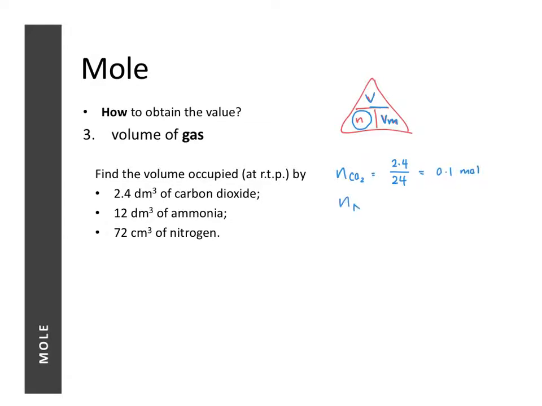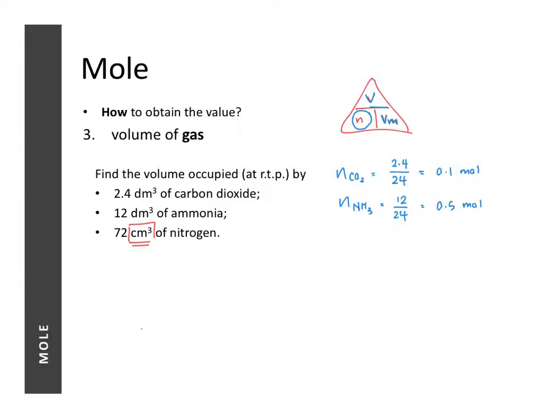Number of moles of ammonia, the volume is given as 12 dm³, so molar volume is 24, number of moles is 0.5. Okay, the last one is the most important in this example. If you look at the volume of nitrogen, it is given in centimeter cube. In fact, when we collect gases in the lab, most likely the volumes that we encounter will be in centimeter cube rather than dm³.